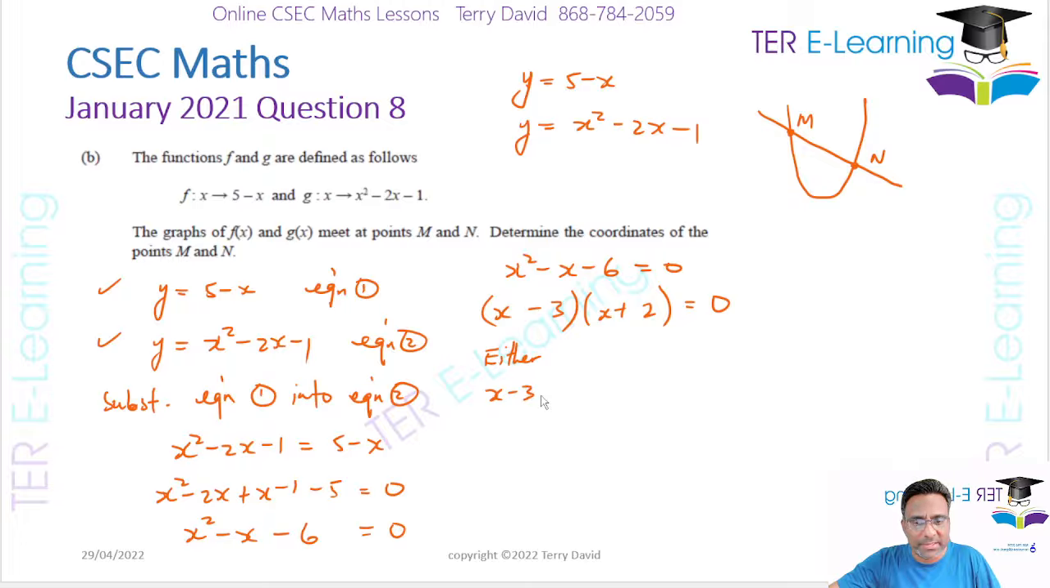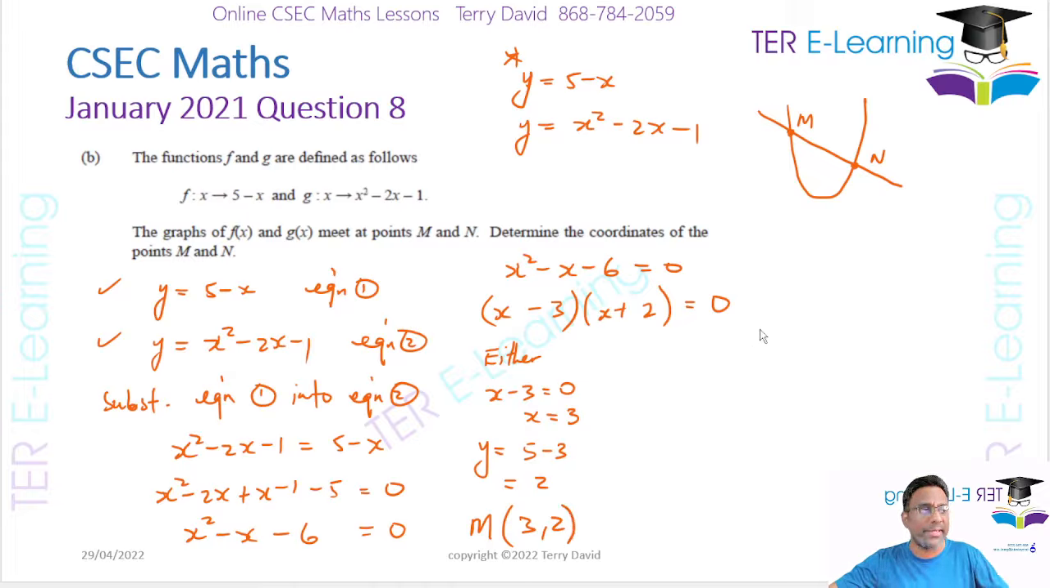So we can now say either x minus 3 is equal to 0. Therefore, x is equal to 3. And therefore, we can find the y value. So we substitute into the linear one, might be the easier one. So it's going to be 5 minus 3. So that's going to give me 2. So let's call that point M. They didn't tell us which one to call M, but that's okay. So M is going to be 3, 2.